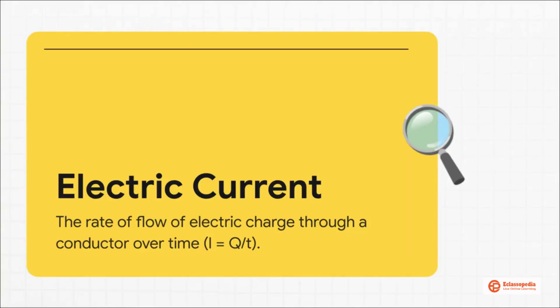So at its core, electric current is simply the rate at which electric charge flows through a cross-section of a conductor over time. The formula for this is I equals Q divided by T. Now, current is a scalar quantity, meaning its direction doesn't change how it adds up. But the really crucial takeaway here is that when we say a wire has a current of 1 ampere, that just means exactly 1 coulomb of charge is passing a specific point in that wire every single second.